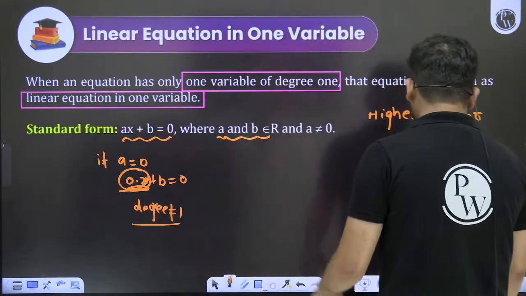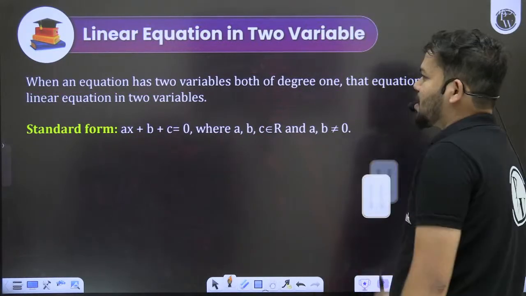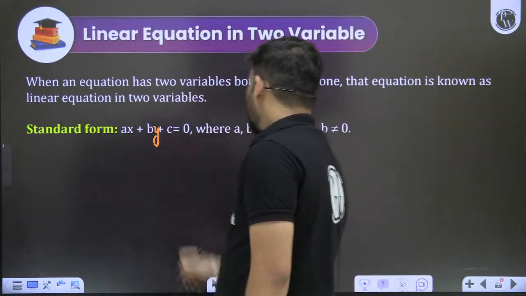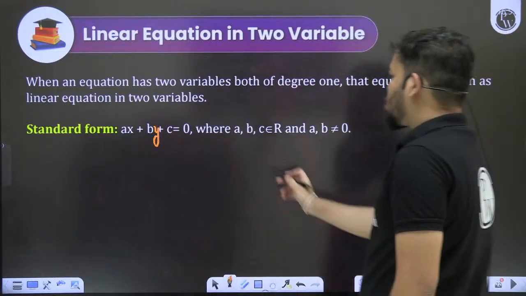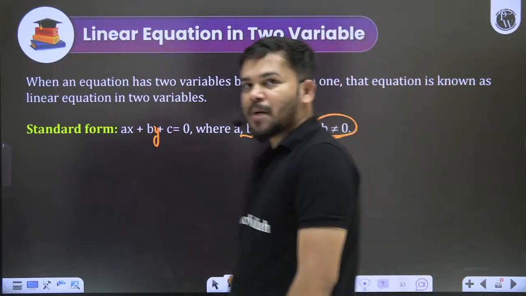Done. Degree means the variable's power should be 1 here, and two variables means, as you can see, the equation has two variables, so here by is missing, right? So a, b, c belong to the real numbers, and a and b are not equal to 0, so a should not be equal to 0.